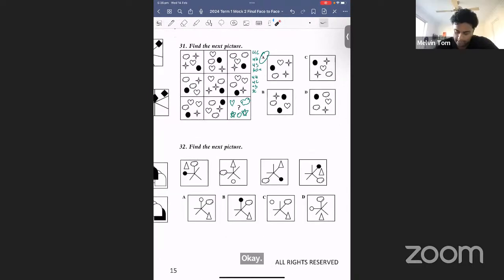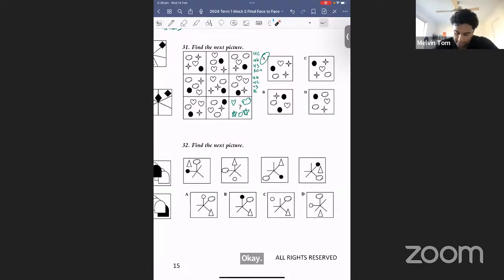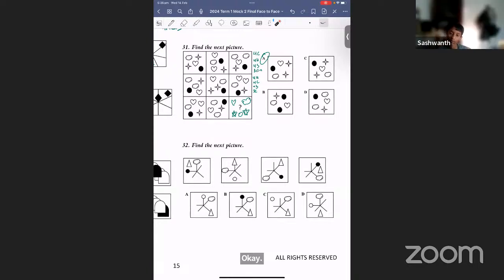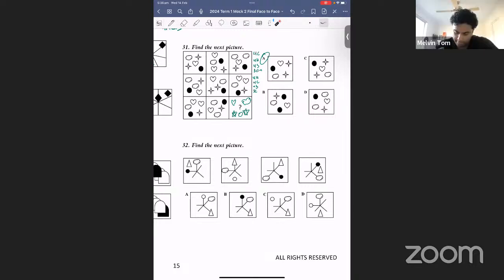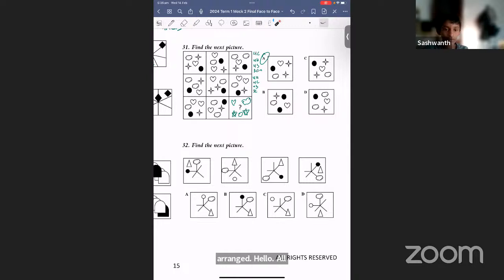All right, let me get back to you on that, Shashwant. I'm pretty sure it has something to do with how they're arranged. All right. Next question we have.